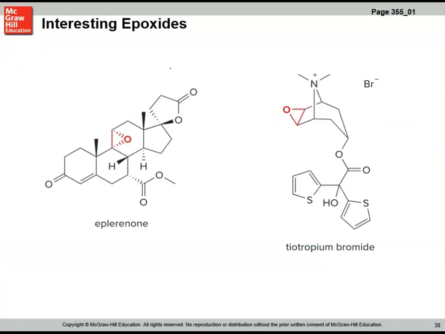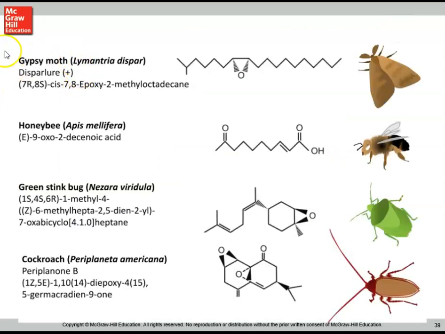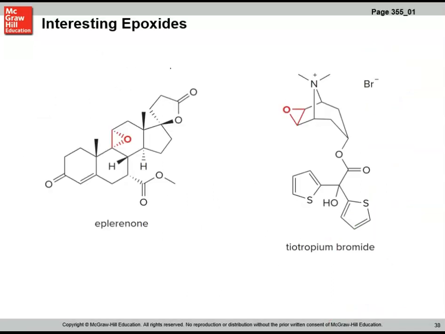Epoxides are found in biological systems fairly often, sometimes anyway, not a ton, but we can find them in different biological systems. In fact, some of these different insects, the gypsy moth, green stink bug, and cockroaches, all have these epoxides within some of their sex hormones that they use to attract other insects. And these are different epoxides that have been synthesized for various reasons.